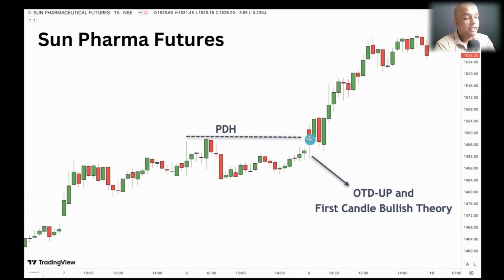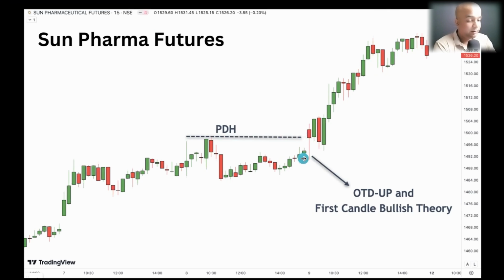Okay. See here, price displayed open test drive up formation. So when I say open test drive up, price opens exactly or a little above that level. It comes down and it tests that level and closes upside. In this case, what happened is price opened here, it went till here, right?